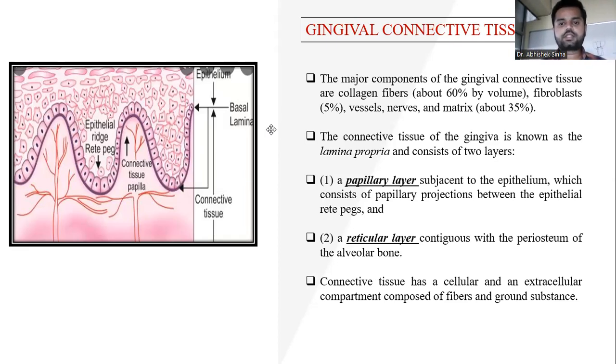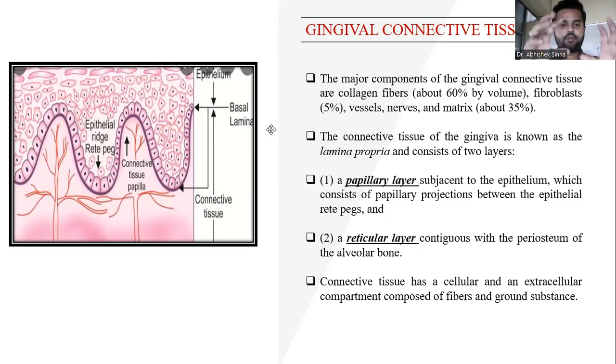Then you have fibroblasts, vessels, nerves, and matrix. Connective tissue of the gingiva is known as lamina propria. Again, an important MCQ question. And it consists of two layers: the papillary layer and the reticular layer. The papillary layer is subjacent to the epithelium, which consists of papillary projections. The reticular layer is continuous with the periosteum of the alveolar bone.